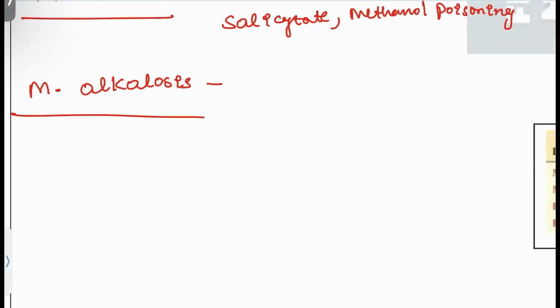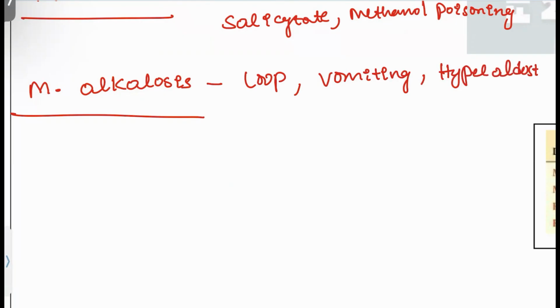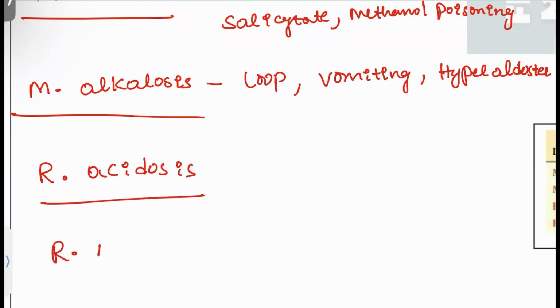And what are the conditions for metabolic alkalosis? Those patients who are on loop diuretics, or those having severe vomiting, and those patients having hyperaldosteronism. These patients will have metabolic alkalosis. And next, the common conditions are respiratory acidosis and respiratory alkalosis. These are also patients who are suffering from these common disorders only.